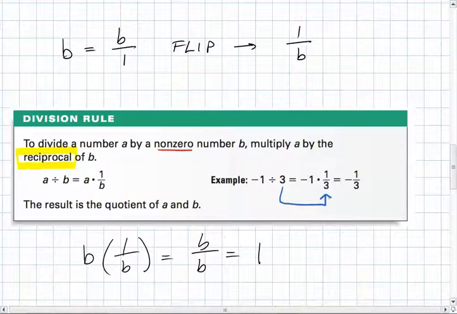We say that the result is the quotient of a and b.